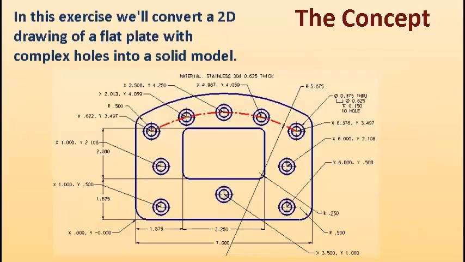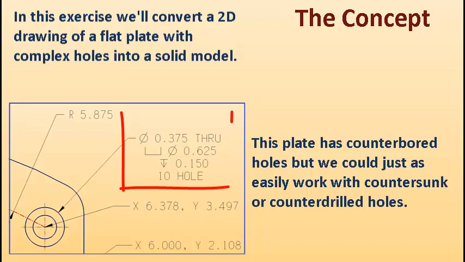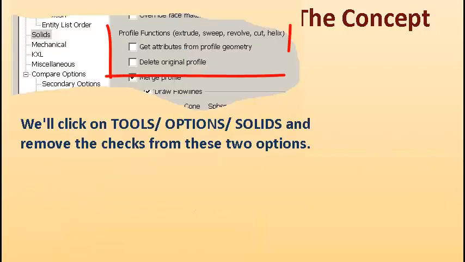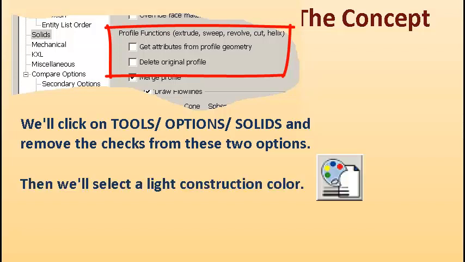In this exercise, we'll convert a 2D drawing of a flat plate with complex holes into a solid model. This plate has counterbored holes, but we could just as easily work with countersunk or counter-drilled holes. We'll click on Tools, Options, Solids, and remove the checks from these two options prior to starting. Then we'll select a light construction color.